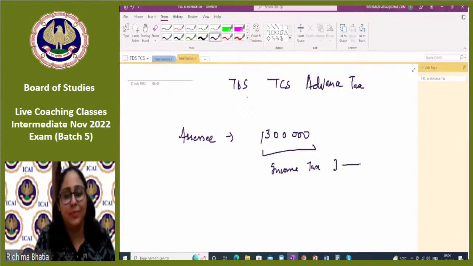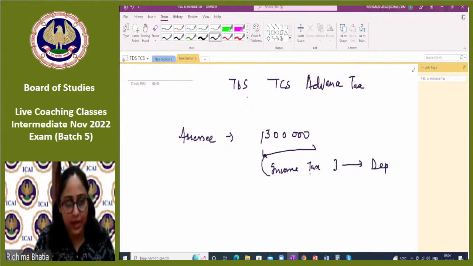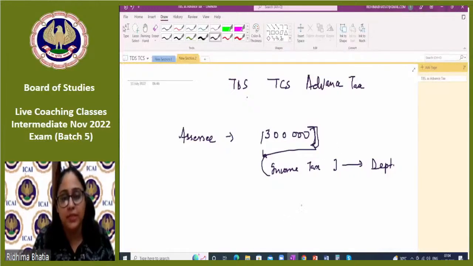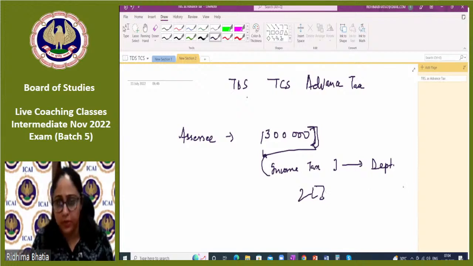To whom? To the department. This is the story. Your income would be 13 lakh. Your tax liability would be computed as income tax on the income, and that you give to the department or the income tax authority, right? So the income never is 13 lakhs minus the income tax amount. It is always this part. Suppose I'm not computing correctly, but 2 lakh is the liability. So you deposit 2 lakh to the government, right?